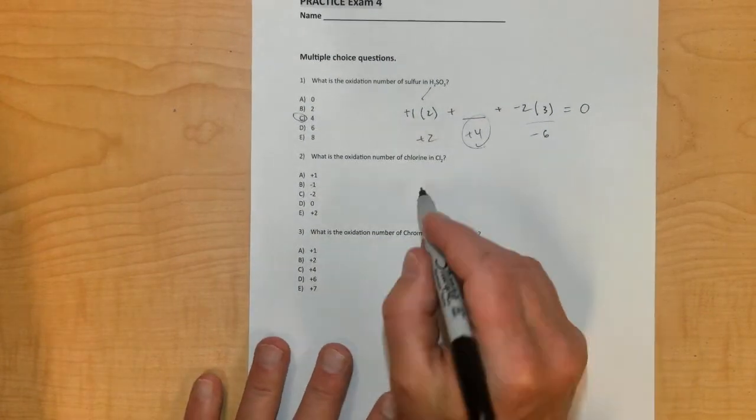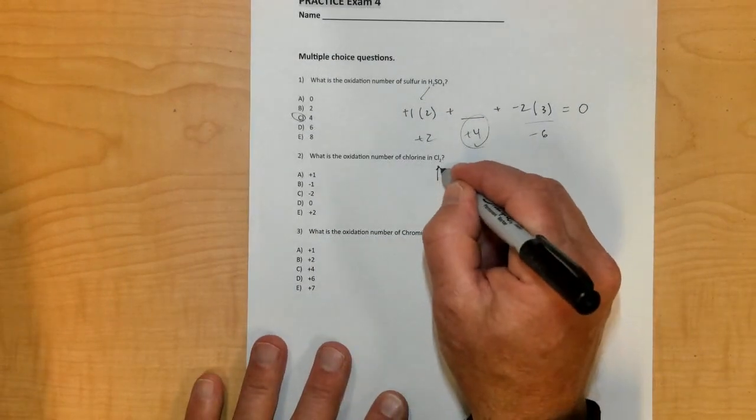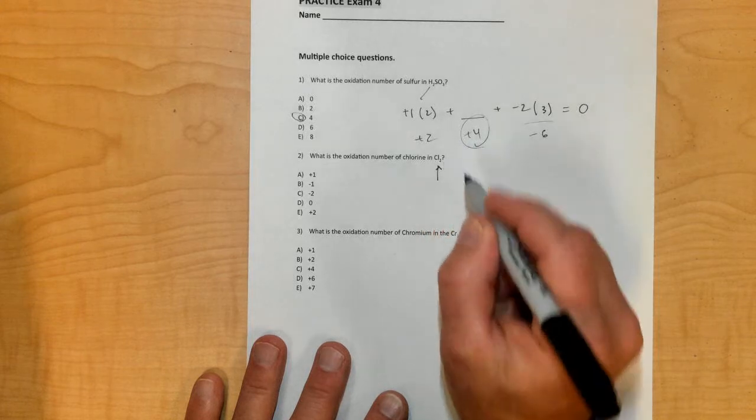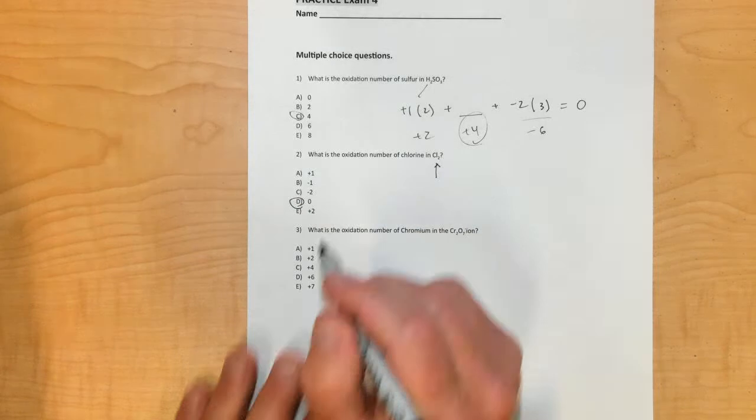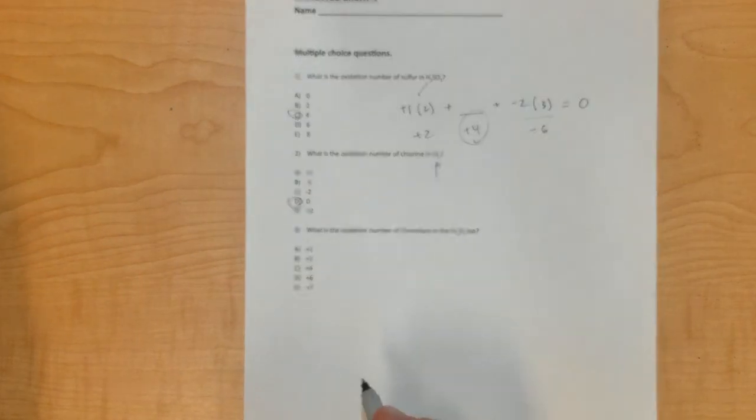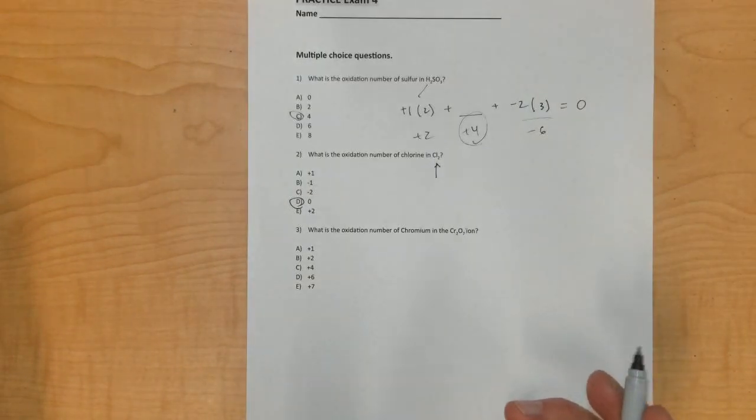Number 2, what is the oxidation number of chlorine in Cl2? Well, this is chlorine in its standard state, in its elemental state, and so it is 0, letter D right here. Remember, anything in its elemental state is always 0.